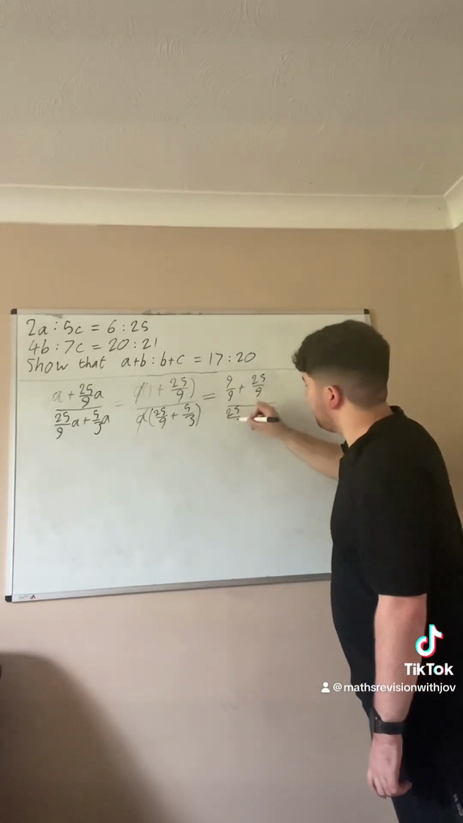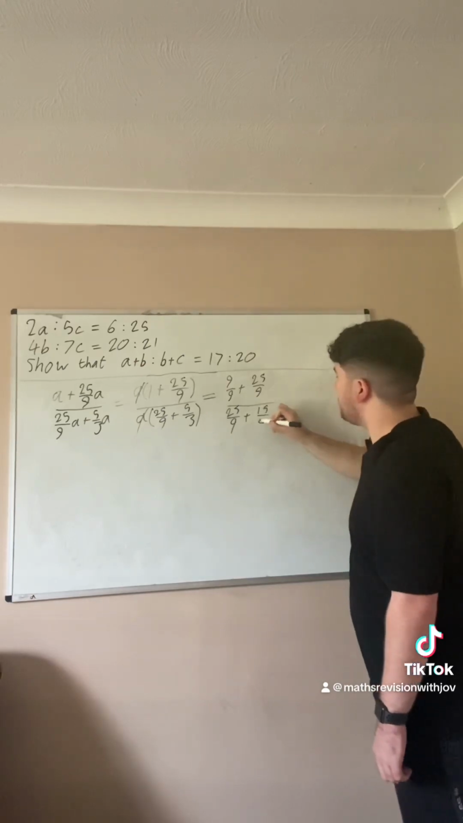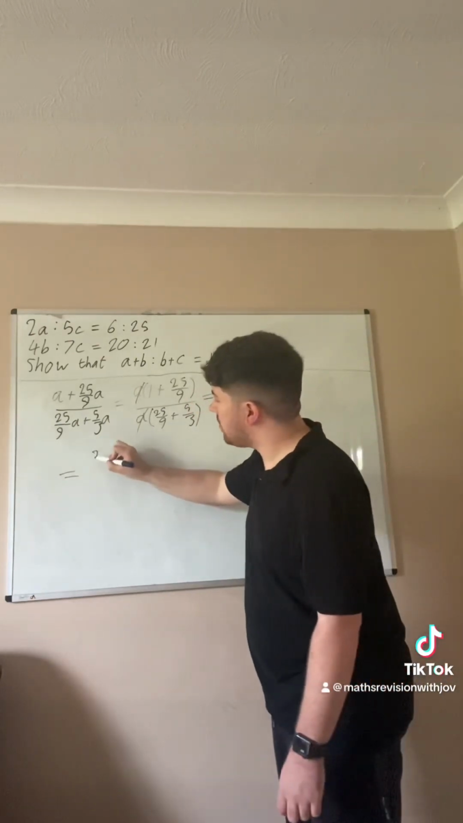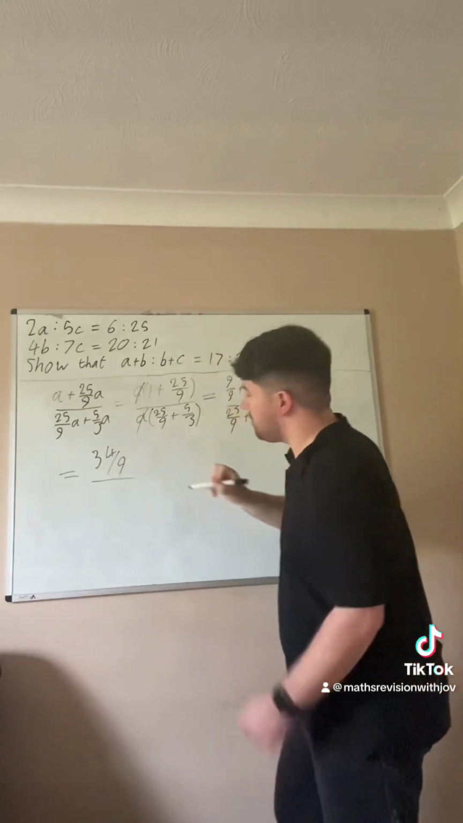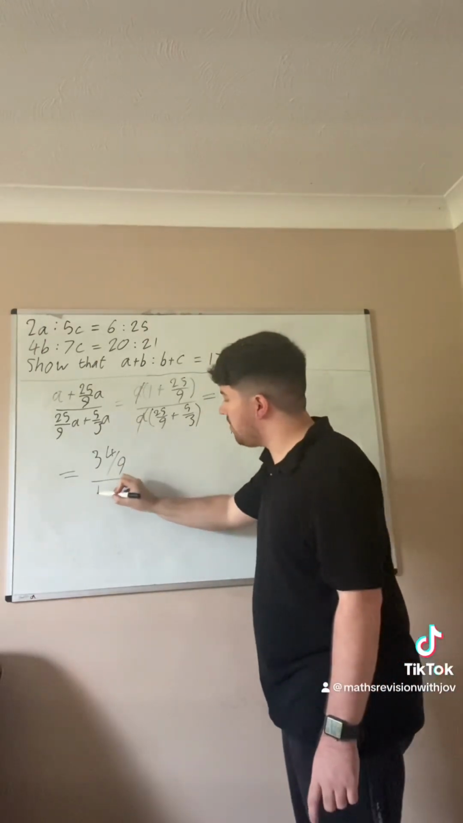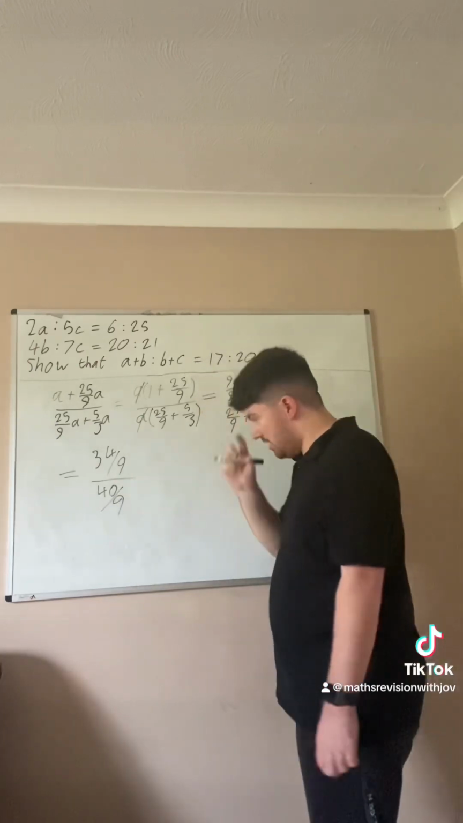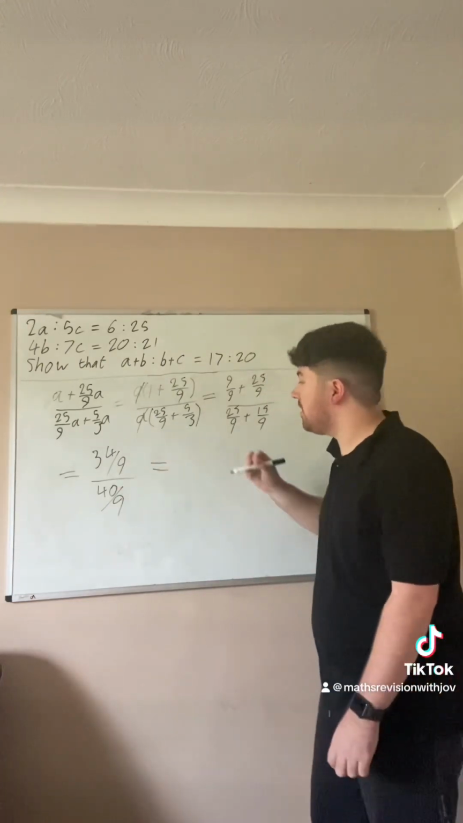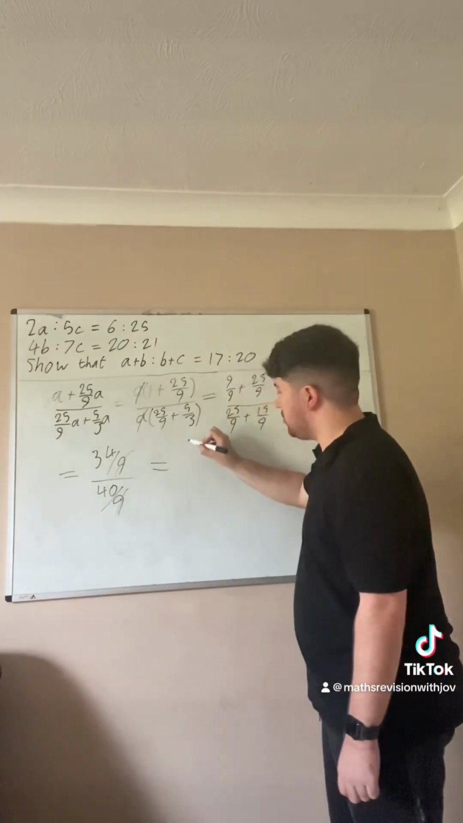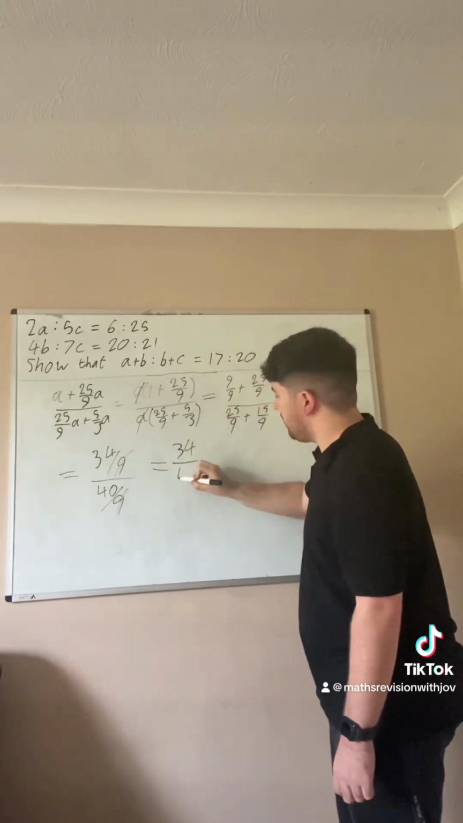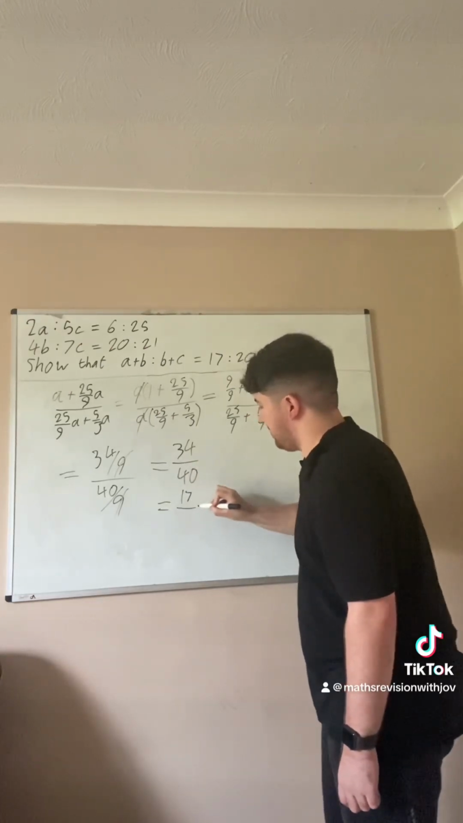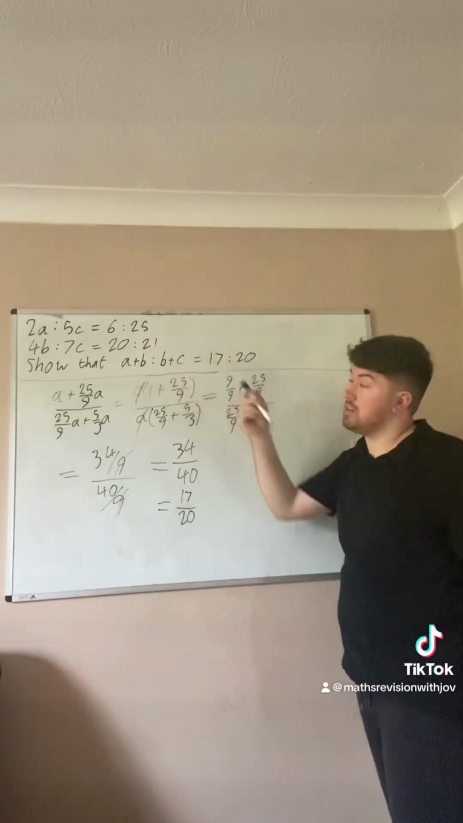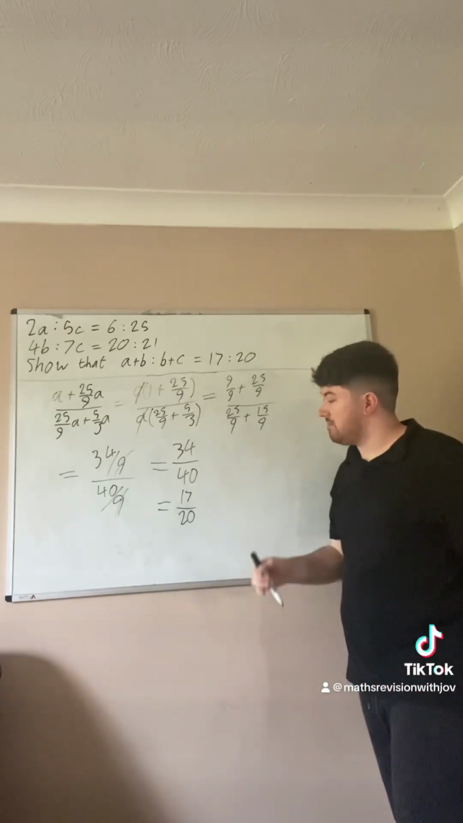That's just 25/9 plus 15/9. This is equal to 34/9 on the top and on the bottom we've got 40/9. And that can be simplified again. Since we've got a divided by 9 on the denominator and the numerator, we can get rid of these. So we're left with just 34 divided by 40, which simplifies to 17/20. And that is our answer. We've shown that this ratio of a plus b to b plus c is indeed equal to 17 to 20. And I hope that helps.